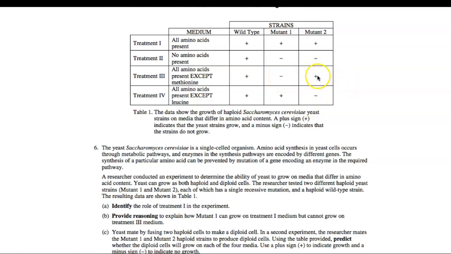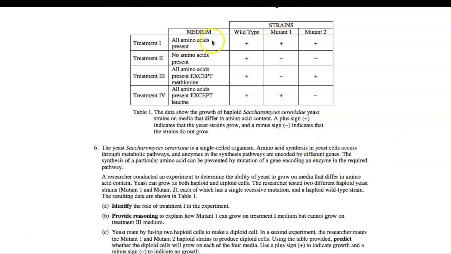And it's the opposite for mutant 2. It can grow when you have everything except methionine, so it must not be deficient in that enzyme. But it can't grow when there is no leucine, so it must be deficient in that enzyme. Hopefully that made sense. Hopefully you stopped the recording and you looked at the FRQ so that I didn't just confuse everyone. Identify the role of treatment 1.